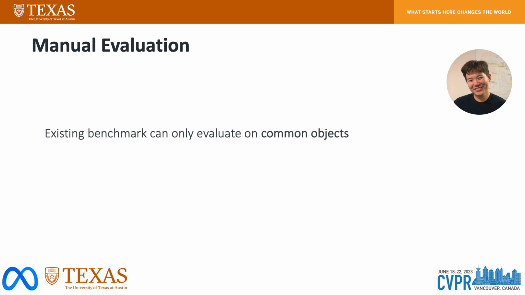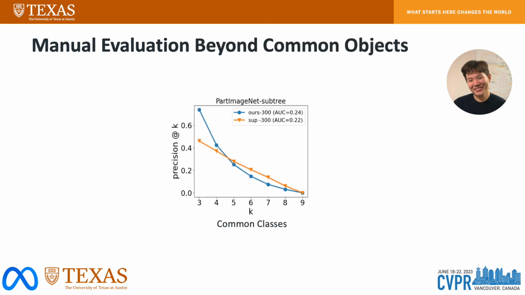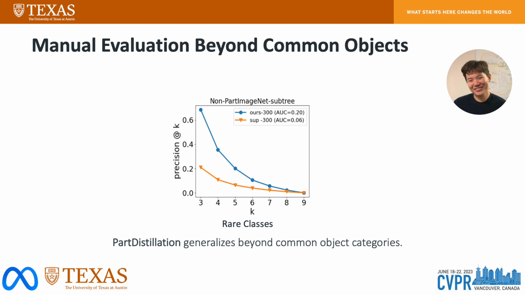Since existing benchmarks can only evaluate common object categories, we conduct extensive manual evaluation and compare PartDistillation with supervised baselines. Specifically, the supervised baselines are trained on PartImageNet, and we evaluate precision, diversity, and generality on ImageNet classes. Comparing on ImageNet classes that are subtrees of PartImageNet, PartDistillation does comparably with the supervised baseline in precision metric. Notably, we observe that supervised baseline significantly underperforms when evaluating on non-PartImageNet subtree.